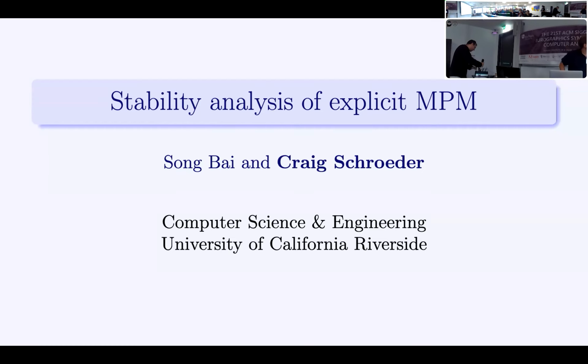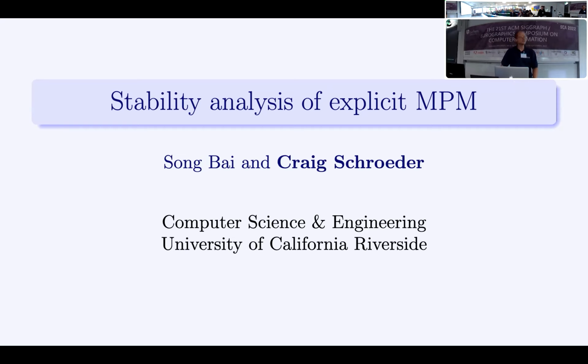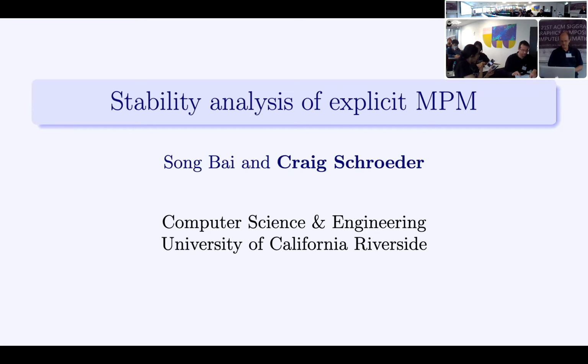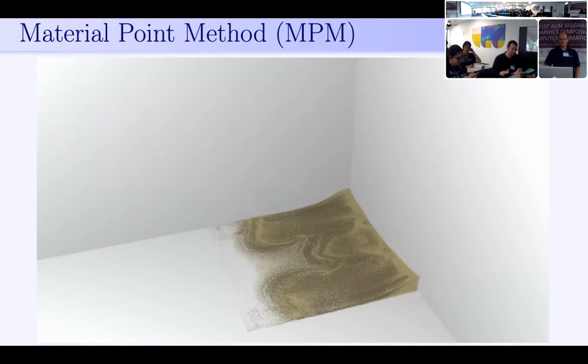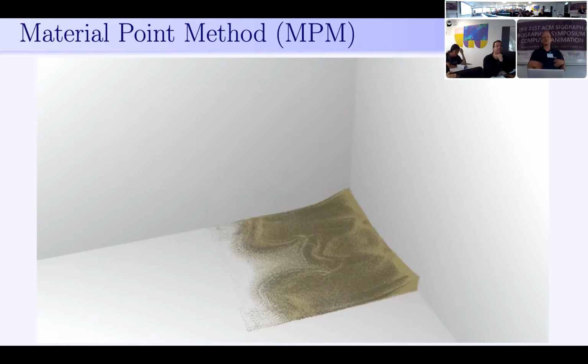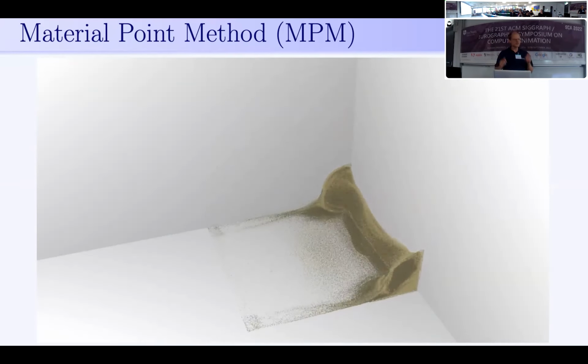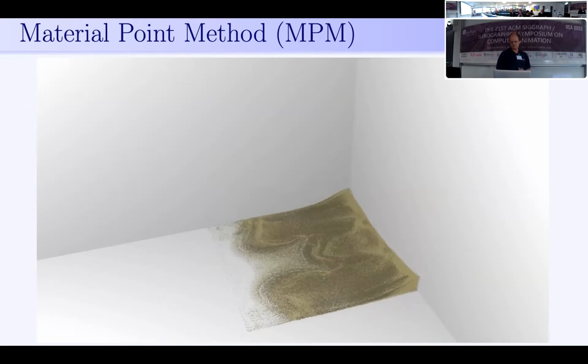All right, thank you, everybody. Thanks for attending my talk. This is some work I did at UCR with my graduate student Songbei. We're analyzing the stability of explicit material point method. So you've already seen it a little bit yesterday. Material point method is a simulation technique usually used for complex materials, foams, gels, in this case, sand.